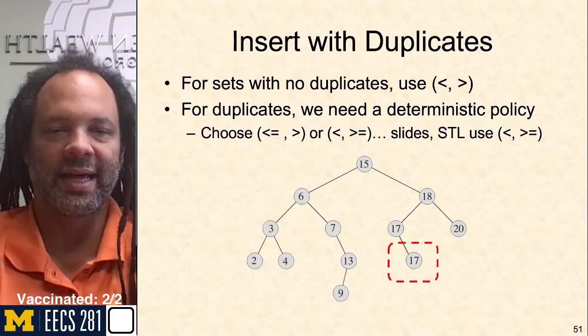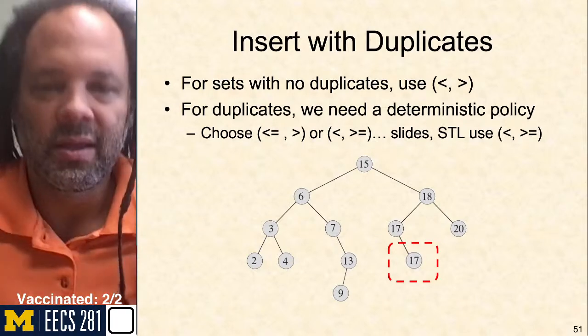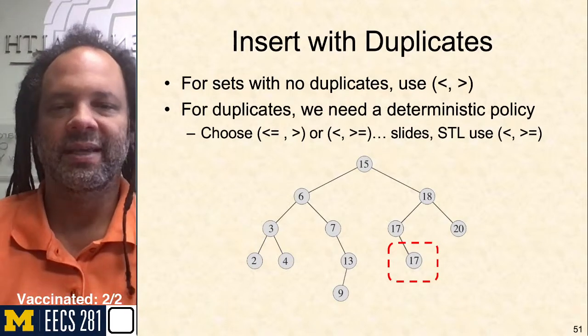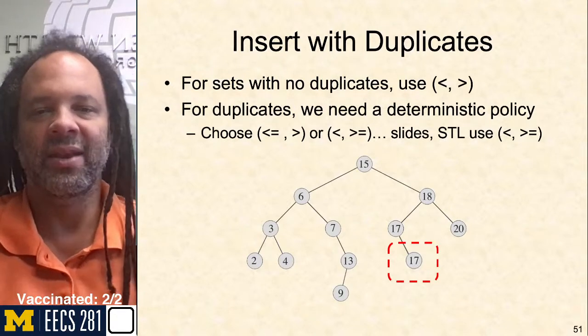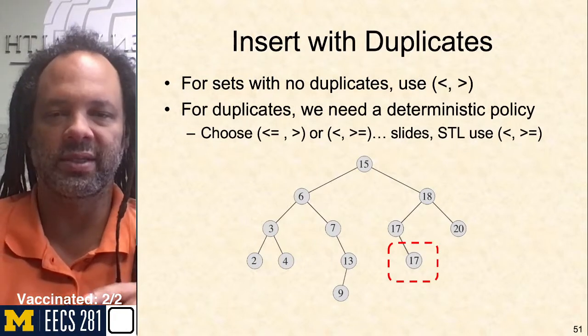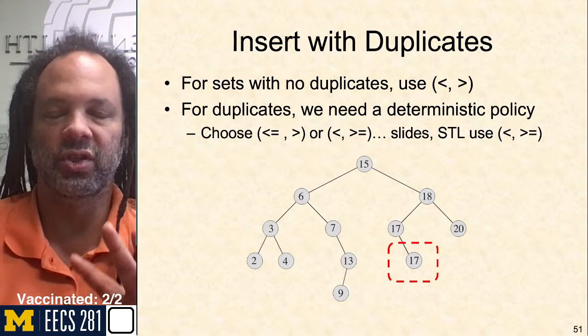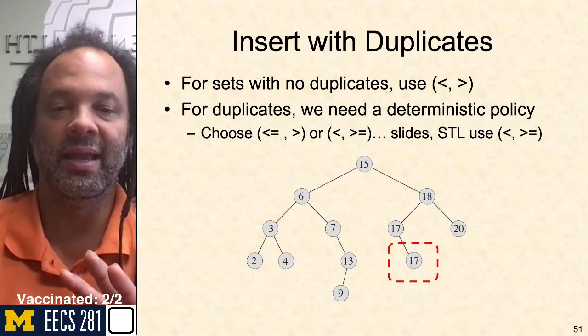So that's how we do it in the slides. That's how you can expect it to be done in the STL. We could have done it the other way, right? We could have said everything to the left is less than or equal to, so duplicates go to the left-hand side and non-duplicates go to the right, because everything to the right has to be greater than. So we had those two choices, and we went with a simple one, which is let's just use the one operator that we're used to using, which is the operator less than.